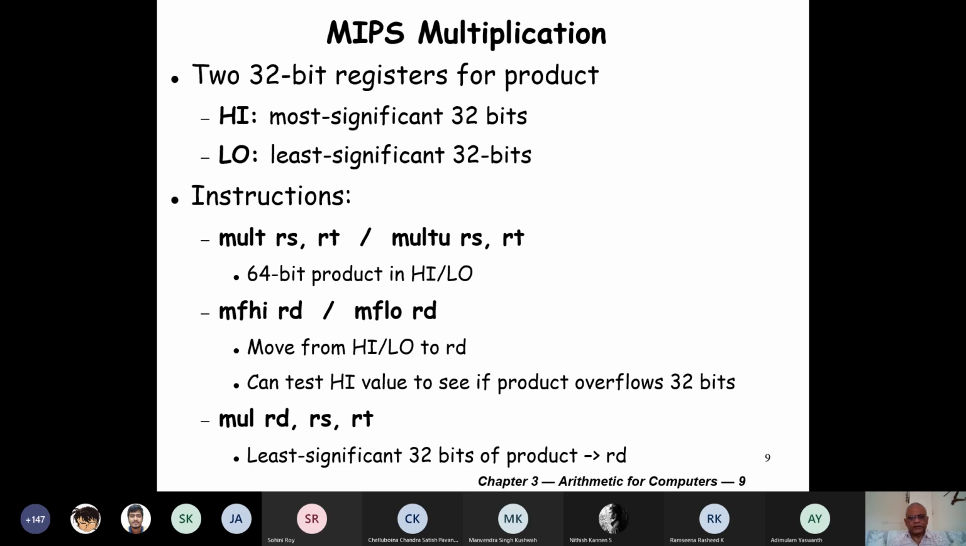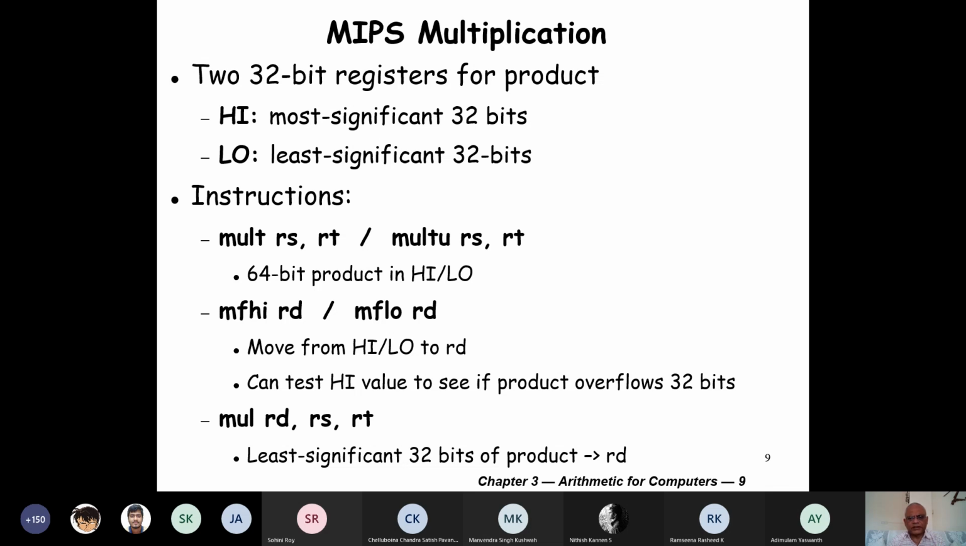But if we are multiplying only small numbers, like let's say 15 into 30 and so on, we know that the upper bits will not be useful. So we can use the instruction MUL rd, rs, rt, where rs and rt are the two operands and the result goes in rd, which is 32-bit and holds the least significant bits. So for typical small-number multiplication, we use this instruction, where we don't bother about the higher bits of the result.